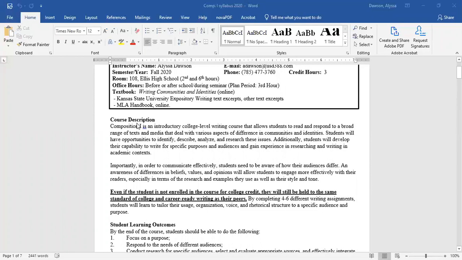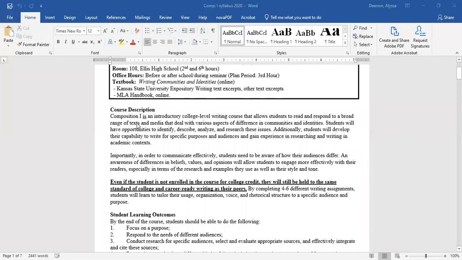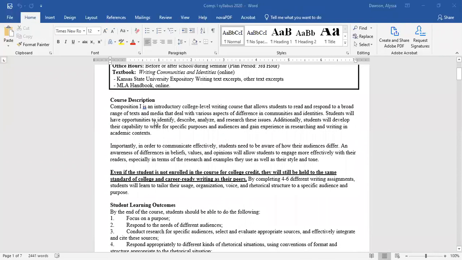So this is an introductory college level writing course. You're going to read and respond to texts. We're going to watch and look at different media. We're going to look at advertisements. We're going to help you build your resume, because one of the first deadlines that comes up your senior year are D&G Hansen scholarship applications. So one of the first things we'll do is build you a super awesome resume.